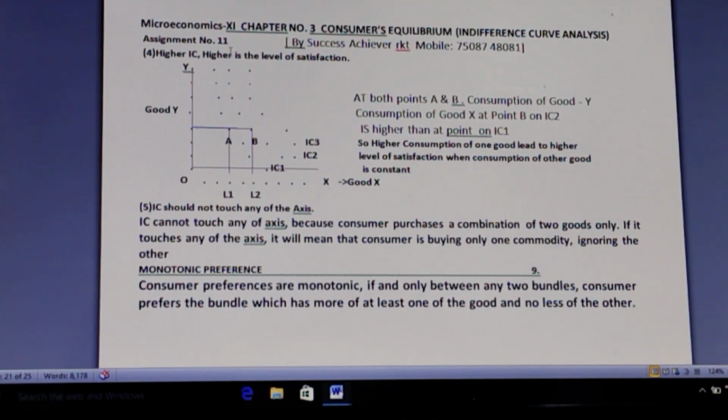So students must revise. These are very important properties of the indifference curve. IC must be revised thoroughly. Only then can you think that you have complete control on this chapter.